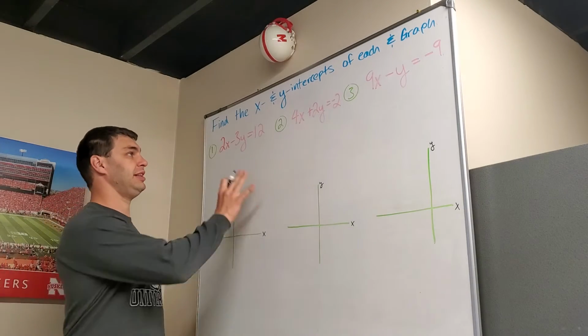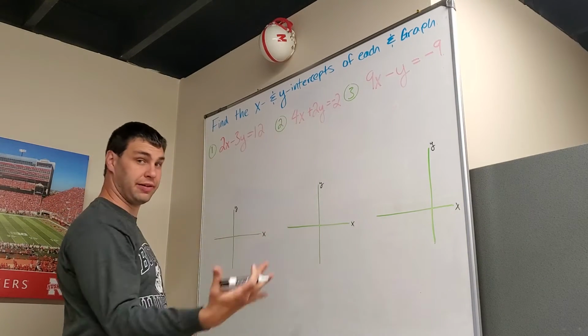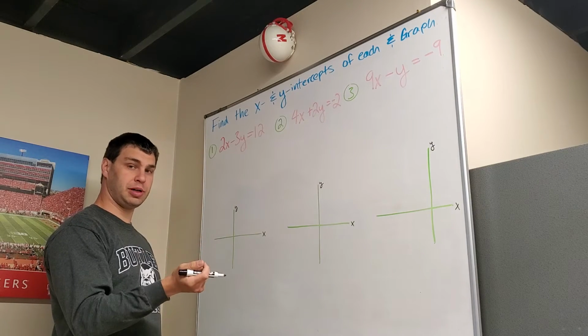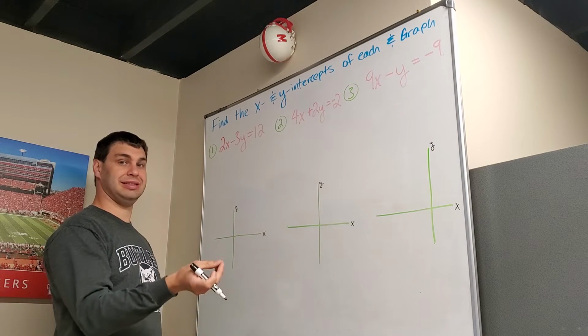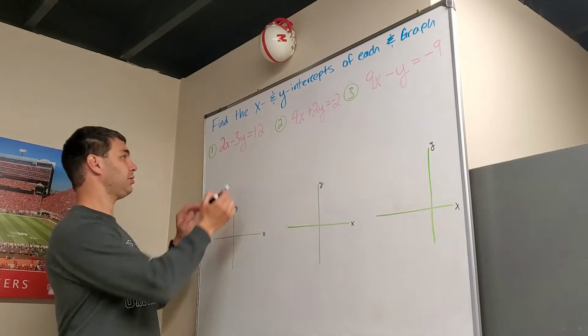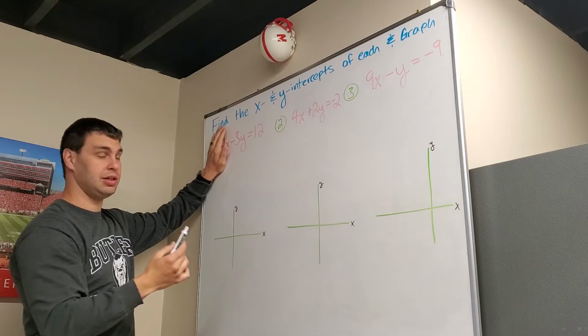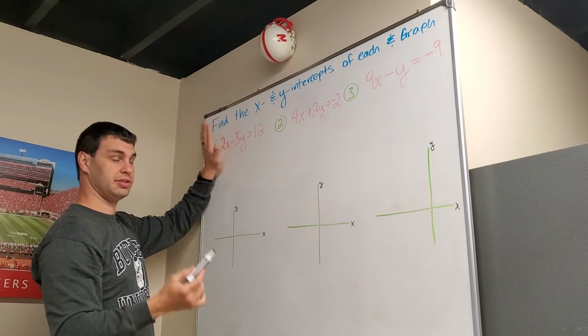In these three problems, we're going to find the x and y-intercepts of each and then graph them. To do that, we find the x-intercept by plugging in 0 for y, and we find the y-intercept by plugging in 0 for x. Since we plug in 0, 2 times 0 equals 0, so that would go away. So I'm going to use what's called the cover-up method to solve these.